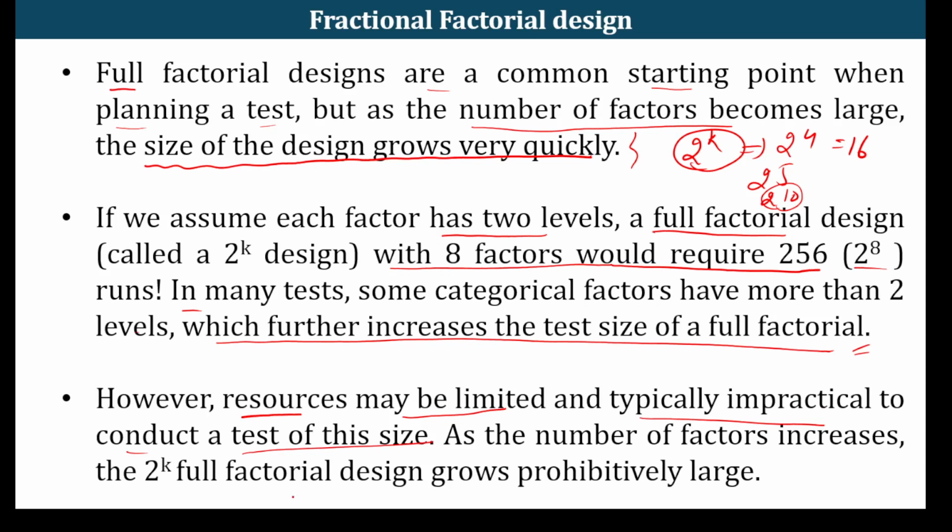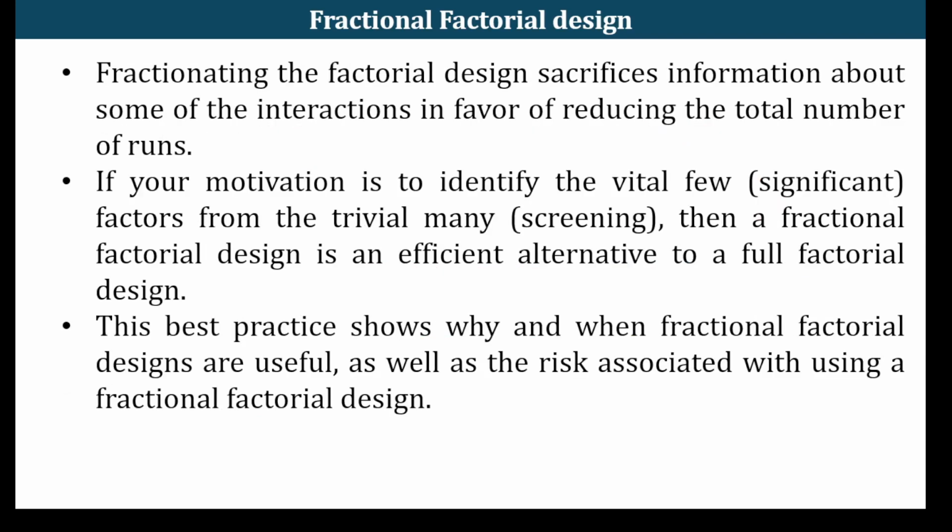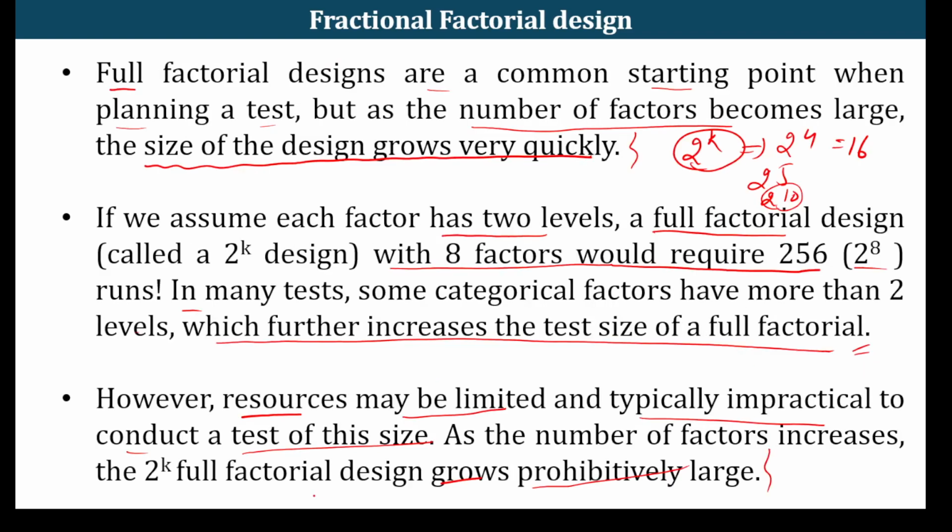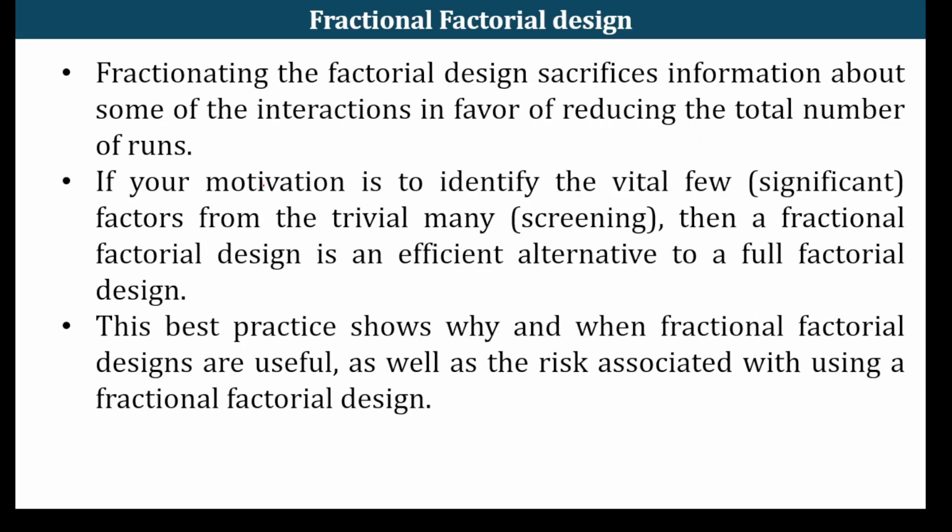So as the number of factors increases, a 2^k full factorial design grows prohibitively large. So it means it will be impossible to conduct the experiment. So in that case, we use fractioning to avoid this growth in the number of runs of the design. So what do we have to do? We have to do fractioning of the factorial design, sacrificing information about some of the interactions in favor of reducing the total number of runs. It means we have to discard some of the factors or some of the interactions, so that we reduce the total number of runs.